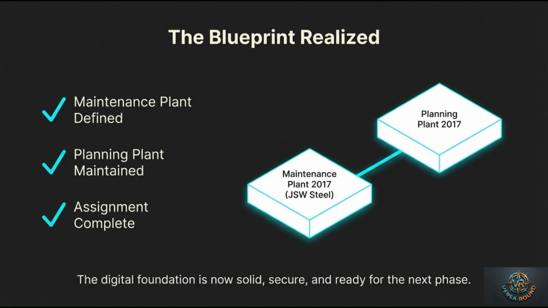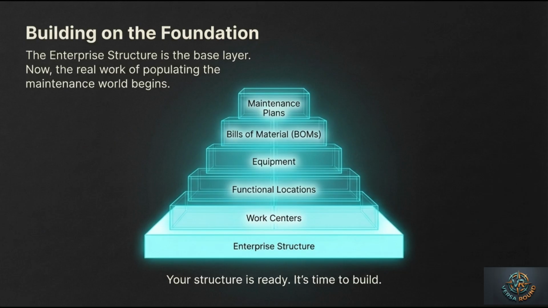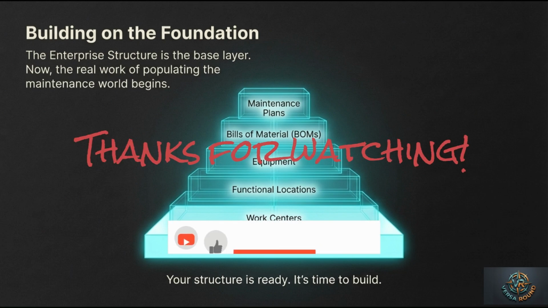What comes next? Building on the foundation. But this is just the beginning. The enterprise structure is the base layer of the pyramid. Now, the real work begins. Populating this structure with work centers, functional locations, equipment, bills of material, and maintenance plans. Your blueprint is complete. The land has been surveyed, and the foundations are poured. Now, it's time to build the city.